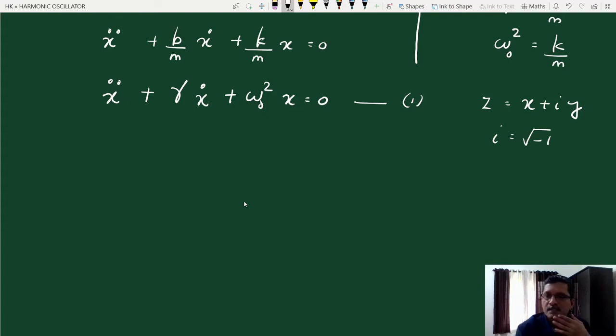So this is a complex number, so we will rewrite this equation first in complex form in terms of z. Then we solve in terms of z, and finally we will equate either the real part or the imaginary part to get the solution. So let us see how it goes. First I will repeat this equation in terms of the variable y. Remember, y is also a real variable. If you rewrite this equation in terms of y, you have y double dot plus gamma y dot plus omega 0 square y equal to 0. This is equivalent to equation 1.